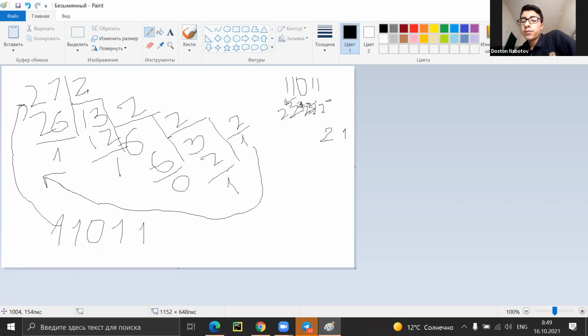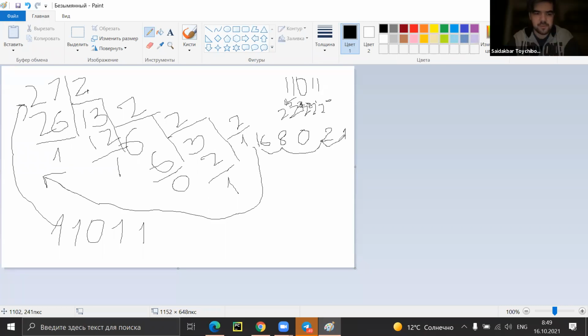2 to the power 2 is 4, multiplied by 0 is 0. Then 2 to the power 3 is 8, 8 multiplied by 1 is 8. 2 to the power 4 is 16, multiplied by 1 is 16. And when I get the sum of this number, it will be 24, 26, and then 27. So it means we got the true answer.